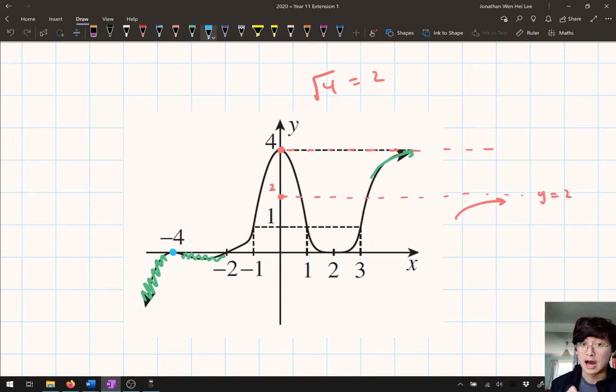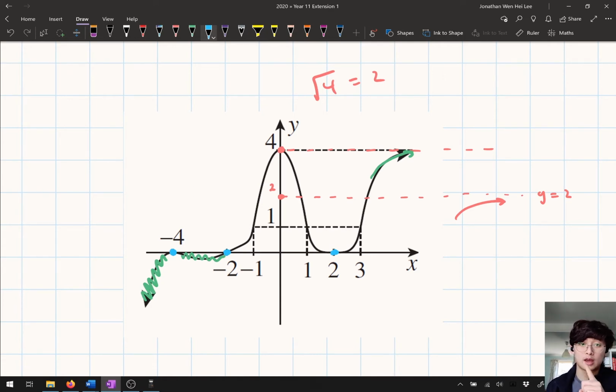Where else do I see x-intercepts? Well, I also see an x-intercept at -2, so I'm going to put a dot there, because I know that wherever I see an x-intercept in my original function, my square root function is also going to have an x-intercept. That's where y is equal to 0. And I also have one at 2. Okay, there we go. Those are the points where it's equal to 0. This function is equal to 0 at those points.